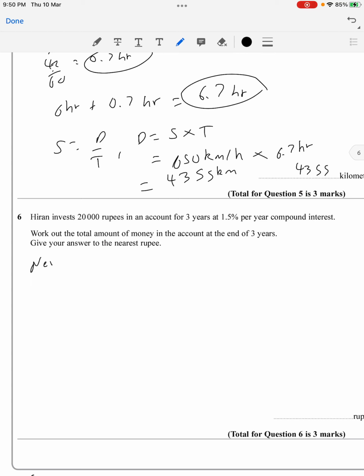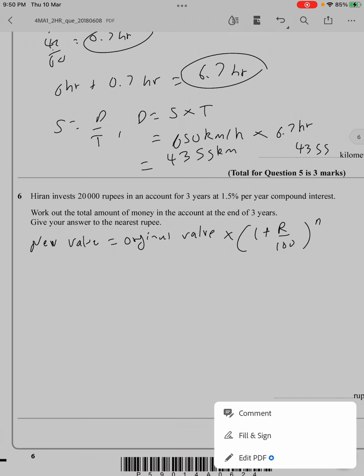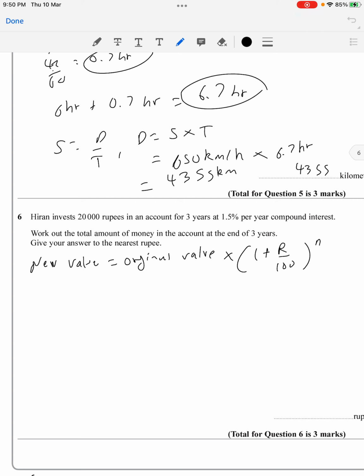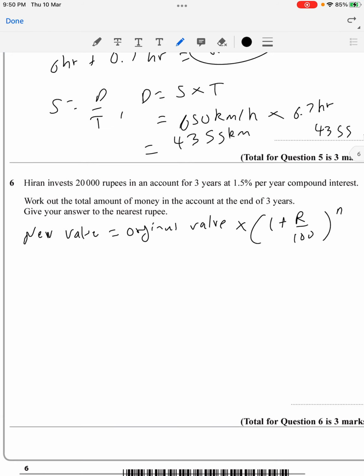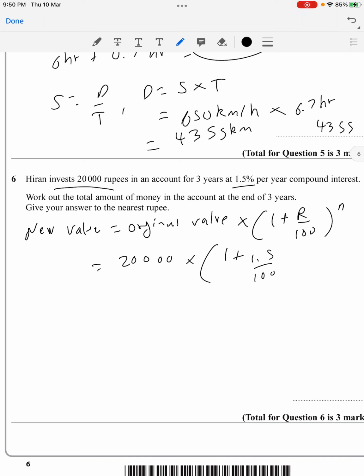So compound interest just adds money on over time. We can use this formula: the new value is equal to the original value multiplied by 1 plus r divided by 100, all raised to the power n. Here r represents the percentage, and n represents the number of years. You invest 20,000 rupees, so 20,000 is the original value, r is 1.5% per year compound interest, and n is the number of years, 3 years.